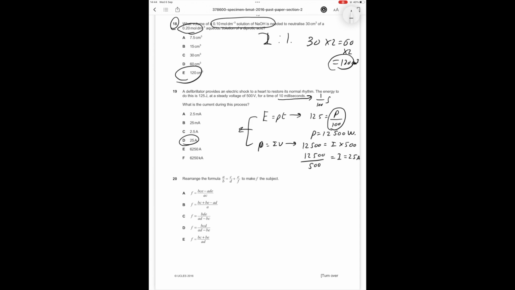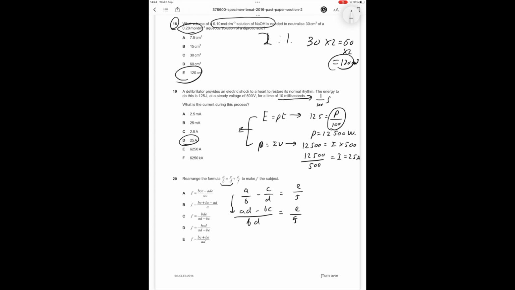Question number 20. Rearrange the formula to make F the subject. Okay, so to make F the subject, we need to get F on its own. So first of all, let's get these together. A over B minus C over D is equal to E over F. AD minus BC over BD is equal to E over F. Just to reiterate what I've done here, I'm cross multiplying so I can bring them together. Now we need to get F on its own.